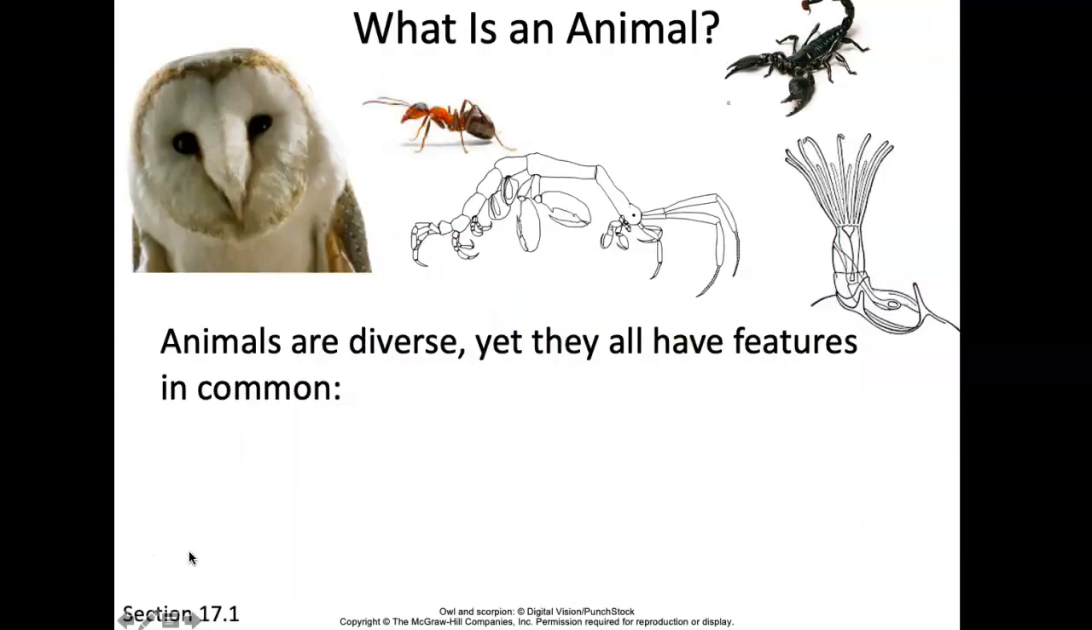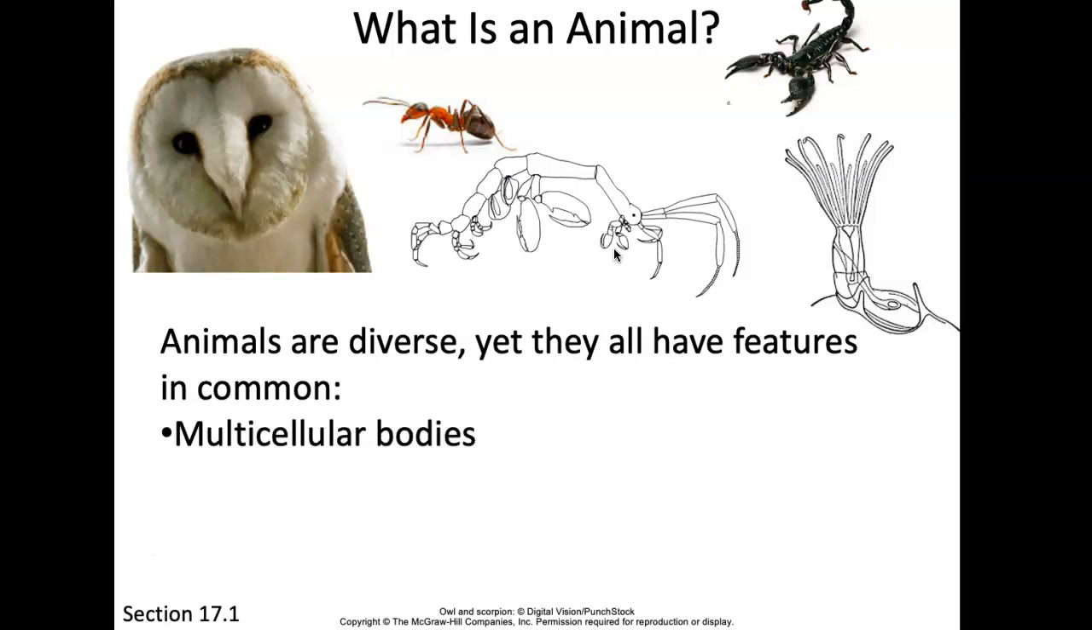The first thing is, what is an animal? They're very diverse. I have some pictures here of animals. Do you think of an ant as an animal? Do you think of a skeleton shrimp as an animal? They're very, very different, but they have a few things in common to absolutely all of them. And that's what we want to look at.